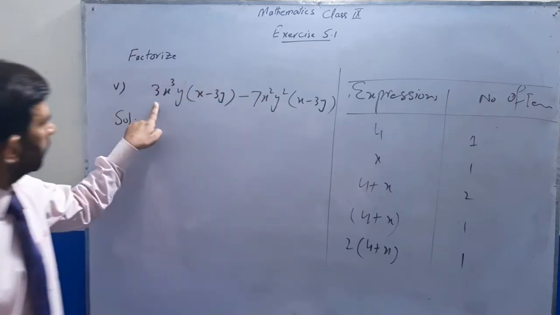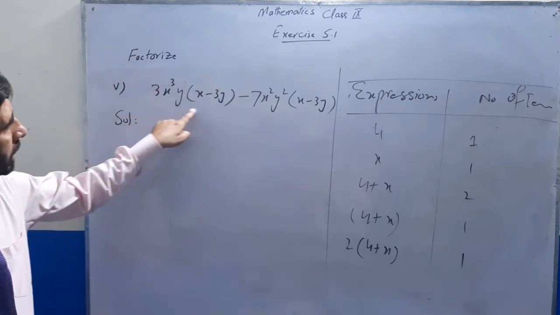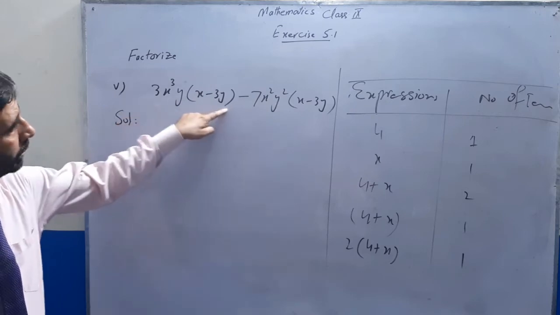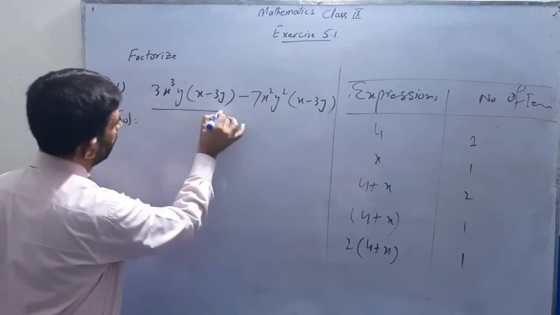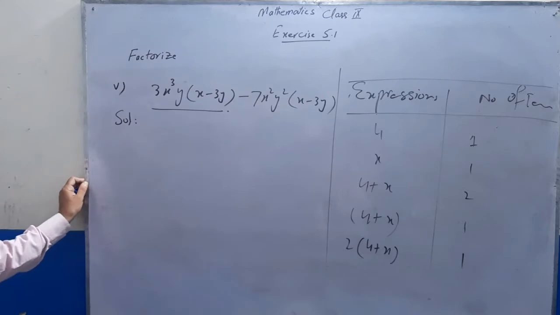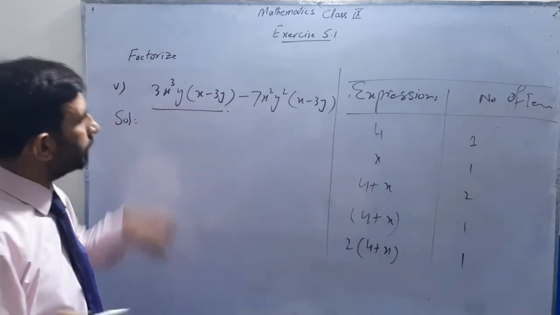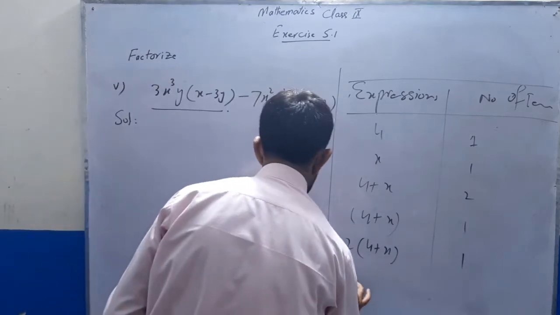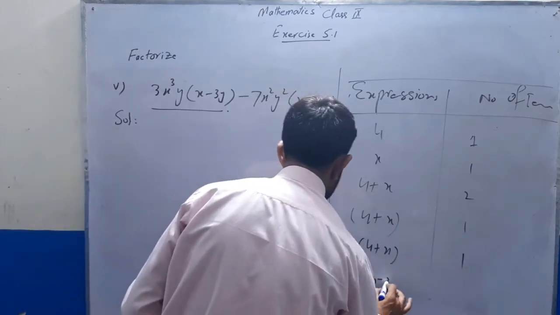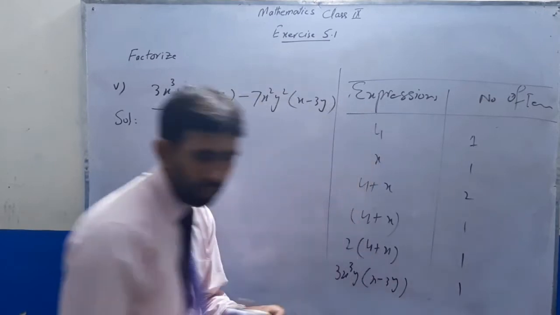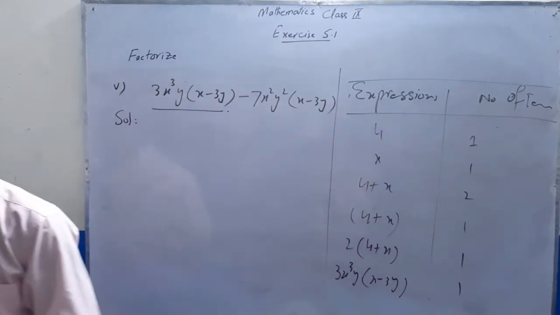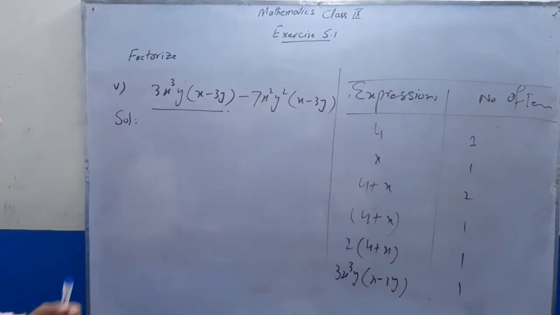Now in your question, there is 3x cubed y, (x minus 3y). So how many terms are there from here till here? It's just one term, because 3x cubed y is being multiplied with this bracket, so it is one term. So 3x cubed y into (x minus 3y) is also one term. And I told you, whenever a new term starts, you draw a line to factorize the number.